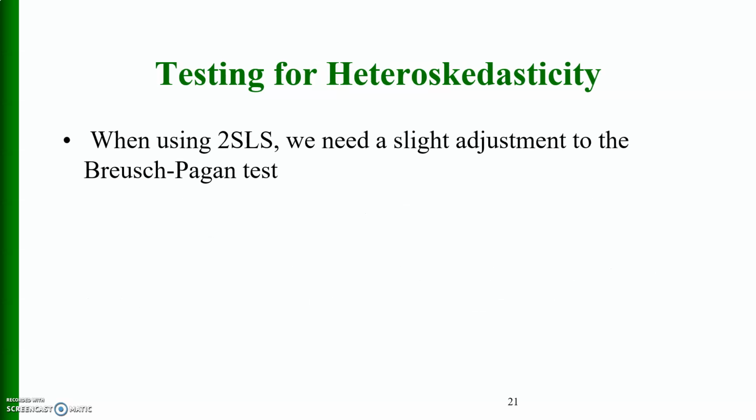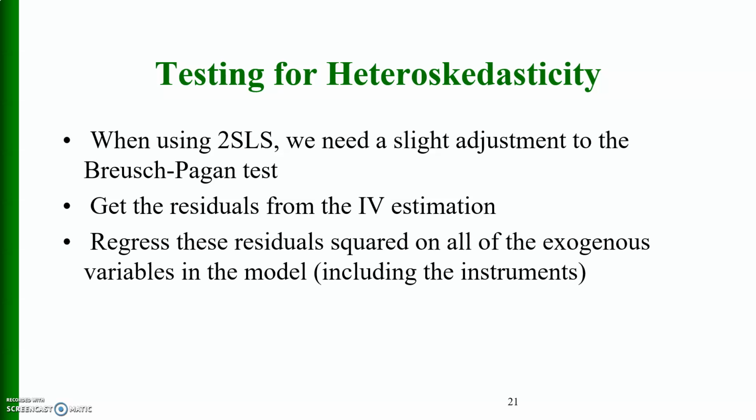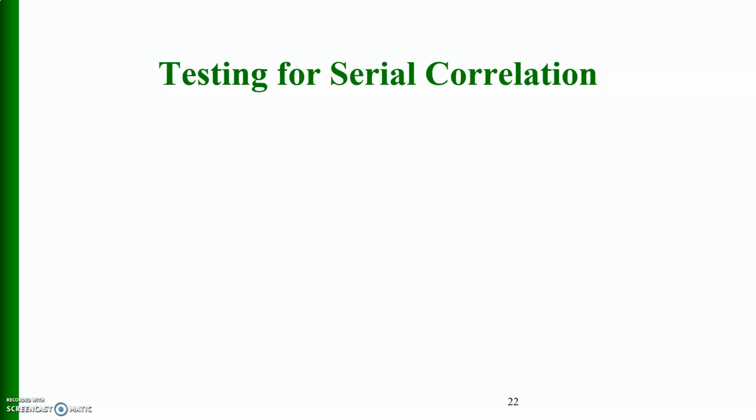We can also use IV for testing for heteroscedasticity. When using 2SLS, we need a slight adjustment to the Breusch-Pagan test. We can get the residuals from the IV estimation, regress these squared residuals on all of the exogenous variables in the model, including the instruments, and we can test for the joint significance.